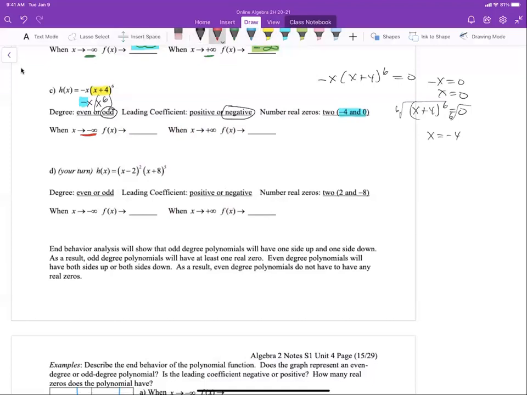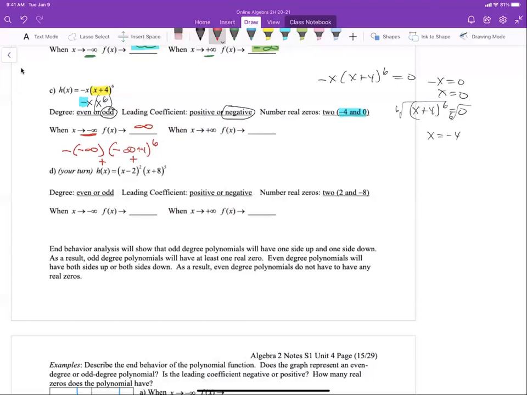Well, I have a negative x. Well, x is going to be negative infinity. Then I have negative infinity plus 4, that term will be to the sixth power. So that negative infinity to the sixth power will end up being a positive value. And then on the outside, I have a negative times a negative, so I have a positive value again, which will give me a positive infinity.